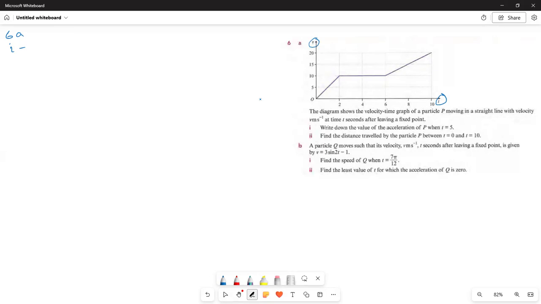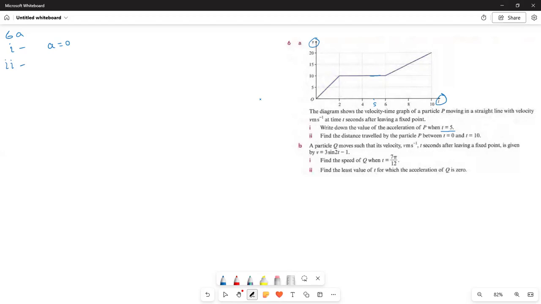The first question is: write down the value of the acceleration of P when t is 5 seconds. So you see, when t is 5 seconds, somewhere over here, the speed is not changing, it is constant. It is 10 meters per second, constant. So the answer is the acceleration is 0 over here. Easy?